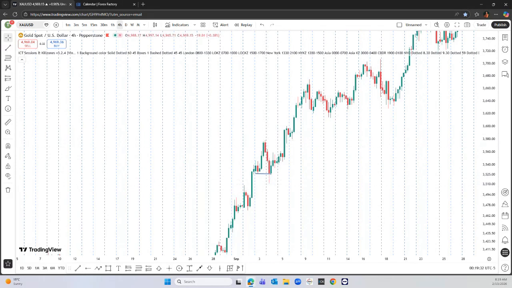So trend is about sequence, not speed. Mistake number two in trend trading that kills consistency is entering too late. The most common trend mistake is entering after expansion. Price pushes aggressively, you feel FOMO, that is fear of missing out.